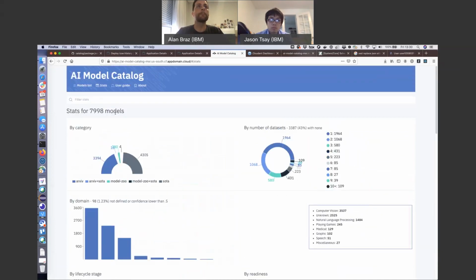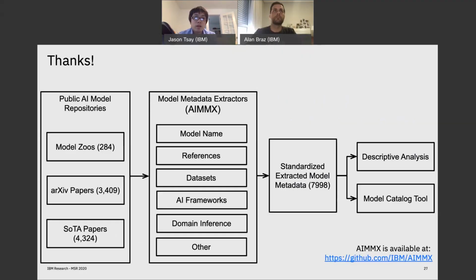This URL is open, so you can access the URL in the slide and navigate yourself. It's read-only, it's free, it's open source. You can see the user guide and about page for more information. Back to you, Jason. Thank you. And again, this AIMMX is available at the URL on the right.